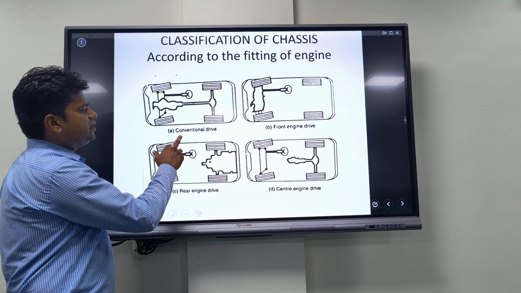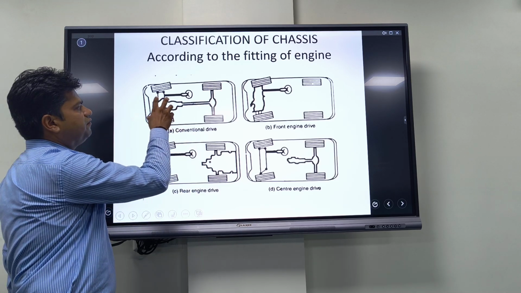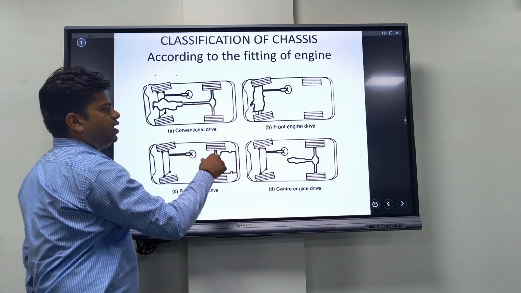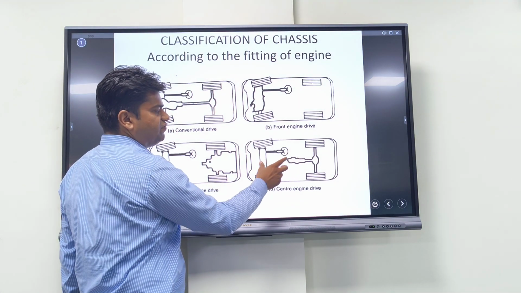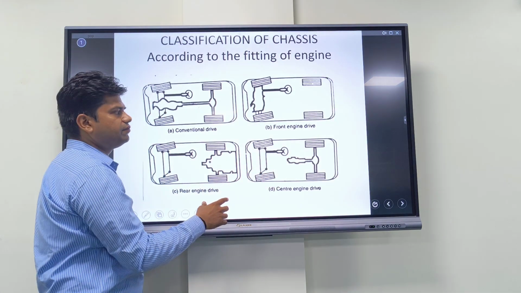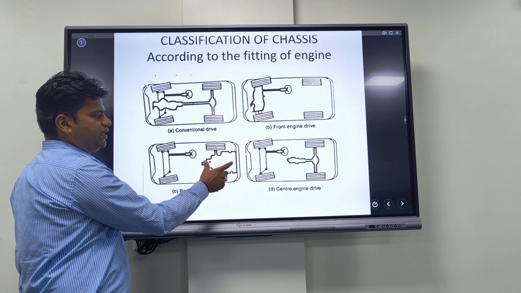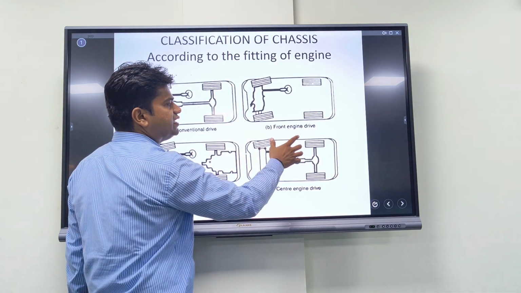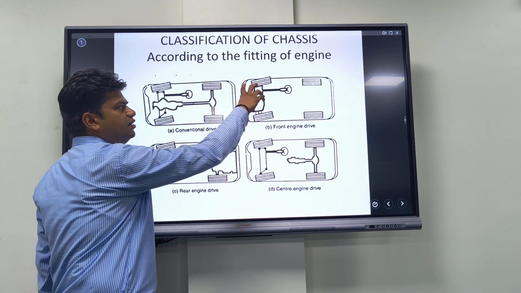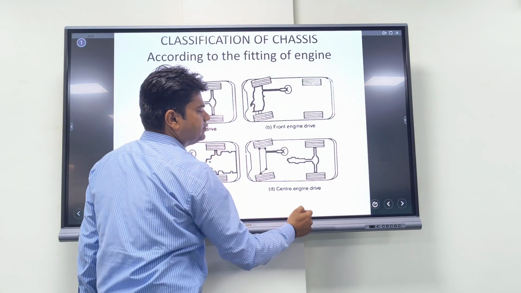In front engine drive, the conventional drive, the location of the engine is at the front of the vehicle, and in the central engine drive, the position of the engine is in between the front axle and rear axle. In rear engine drive, the engine is located at the rear wheel, and in the front engine drive, the position of the engine is at the front of the vehicle. Next slide.